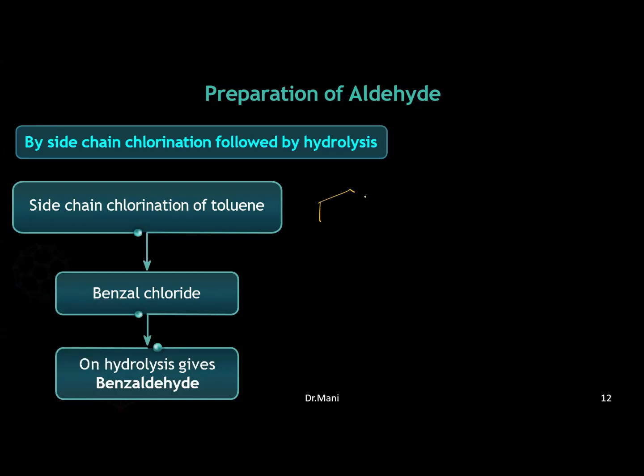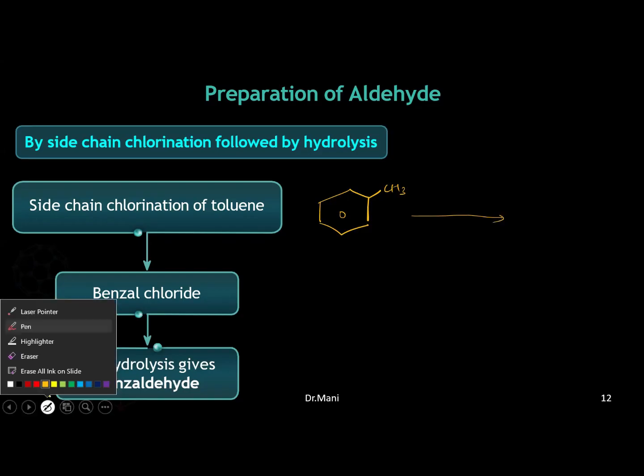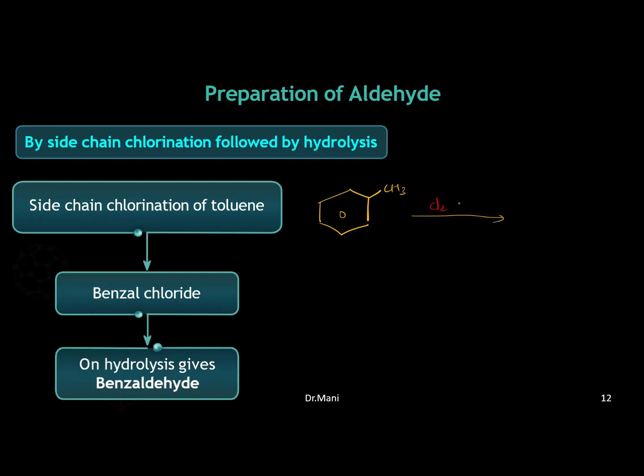So you see here, first you take a benzene with a methyl group, that is toluene, in the presence of chlorine and hv, sunlight. It will convert into CHCl2. Okay, this will undergo hydrolysis at 373 Kelvin and convert into benzaldehyde. That's it. Understood?